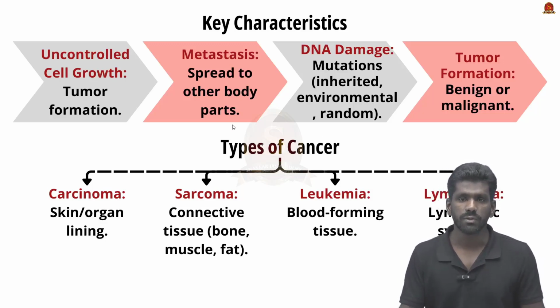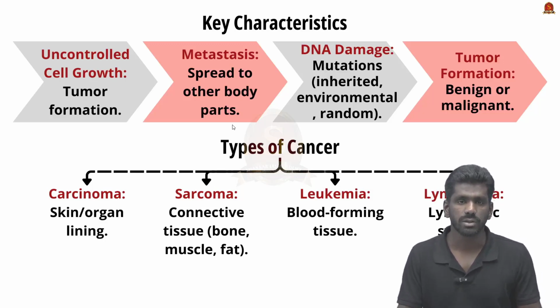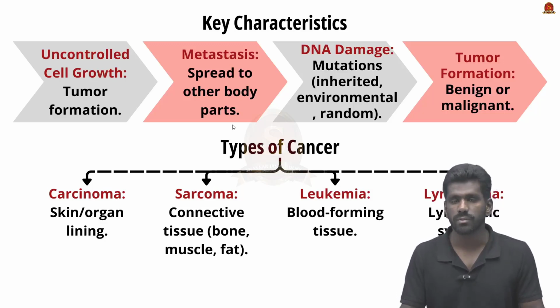So malignant tumors can invade nearby tissues and spread to other parts of the body. Now looking at the types of cancer, carcinoma is a cancer that begins in the skin or tissues that line the surface of the organs. Sarcoma is a cancer that arises from connective tissues like bone, muscle or fat.